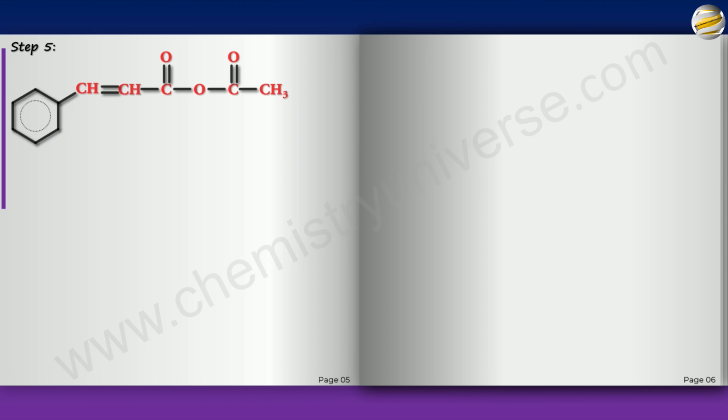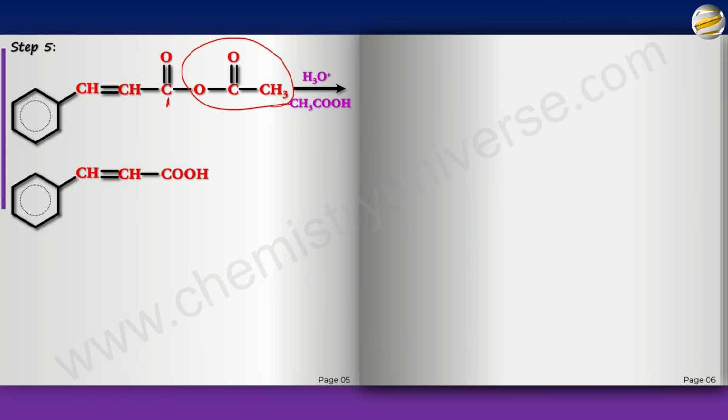You simply do the hydrolysis of this. Hydrolysis of any acid derivative. Anhydride is an acid derivative. You do acid hydrolysis of this. This part will go out as acetic acid and you will get an OH attached here. So you get acetic acid going off and you will get this. This is what hydrolysis does. So you get cinnamic acid.